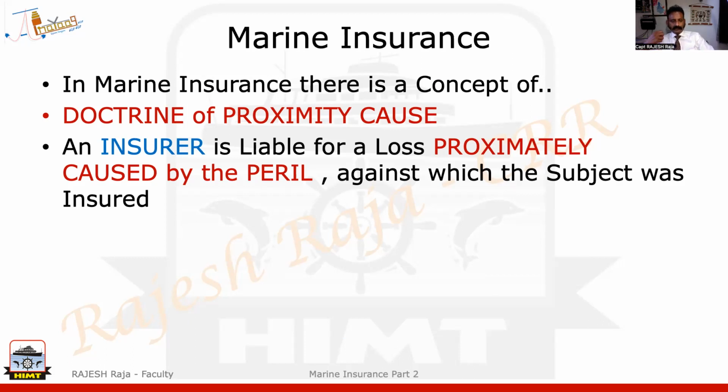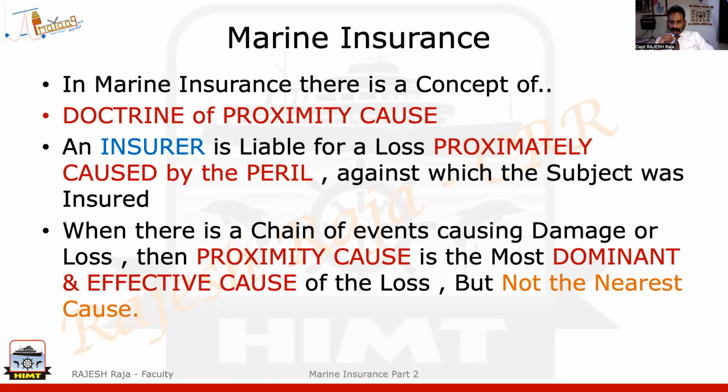The fire is a good peril. So it should have been proximately caused by that peril, and then the insurer is liable. Let us quickly look at the meaning of proximate cause. Proximate cause means it is the most dominant and effective cause which has led to the damage. It may not be the nearest cause.